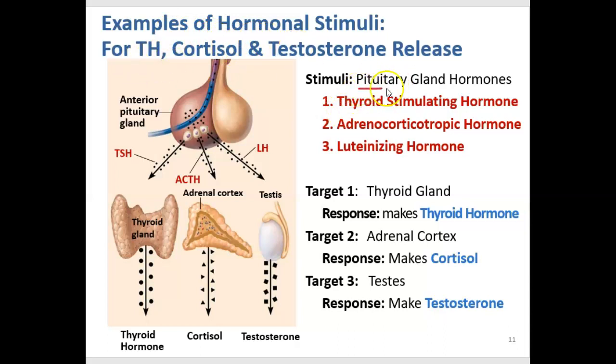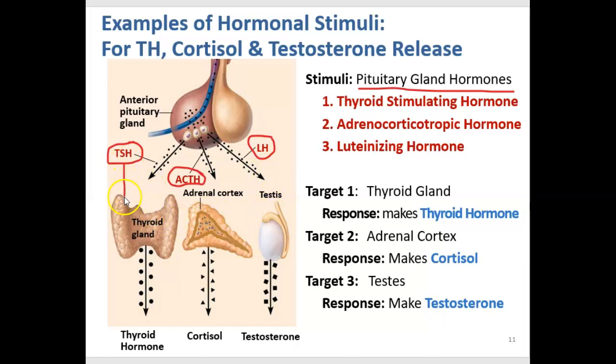the pituitary gland hormones. So the pituitary gland hormones, there's a lot of them, but I've got 3 listed here. One pituitary gland hormone is thyroid stimulating hormone. Another is adrenocorticotropic hormone. And then this third one is luteinizing hormone. All 3 of these anterior pituitary hormones are going to act on another endocrine gland.